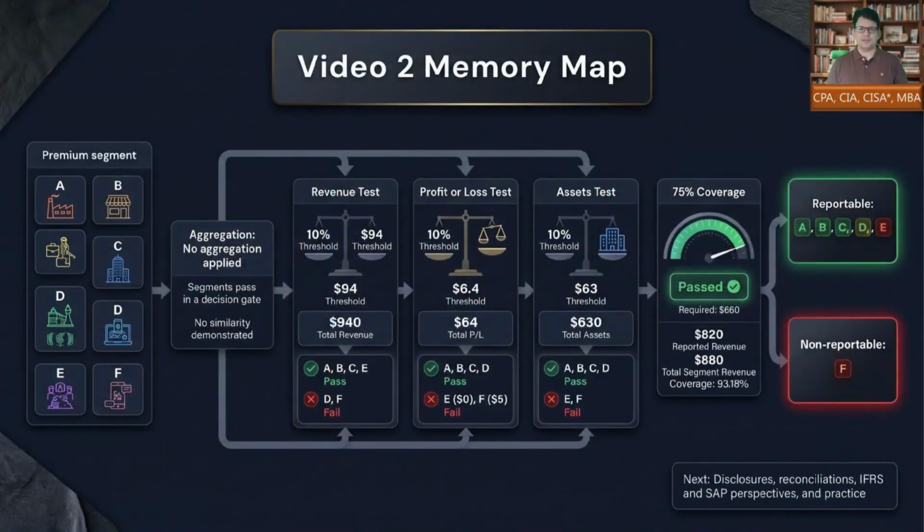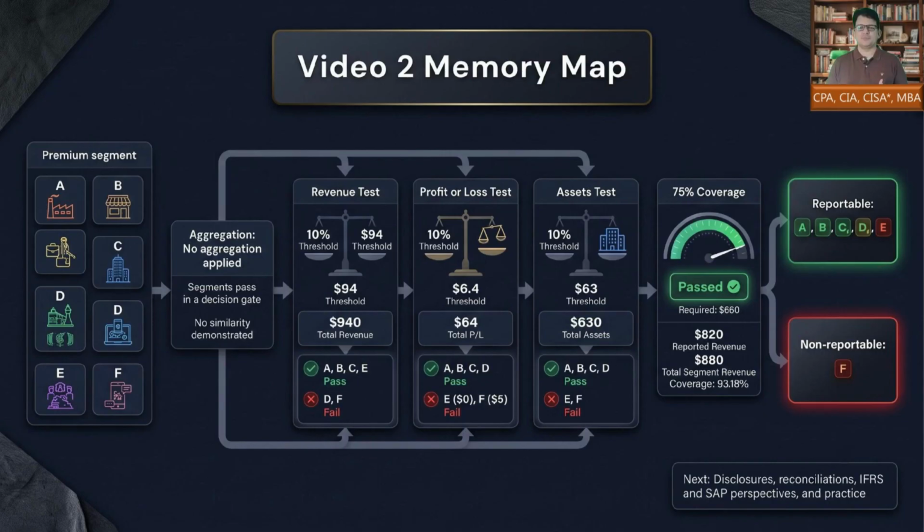Let us close with the memory map. Start with operating segments identified through the Chief Operating Decision Maker reporting view. No aggregation is applied in this illustration. The revenue threshold is 94, so A, B, C, and E pass. The profit or loss threshold is 6.4, so A, B, C, and D pass. The assets threshold is 63, so A, B, C, and D pass. The 75% test passes because 820 of 880 external revenue is covered. Final result, A, B, C, D, and E are reportable and F is non-reportable.